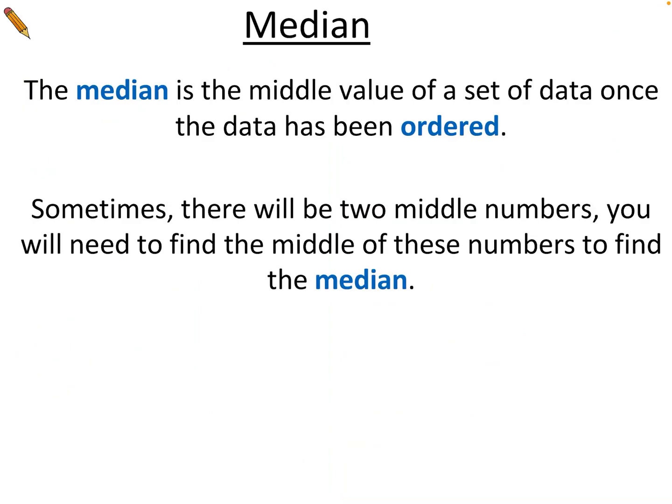So, we've done mode, now let's look at median, and similar to how this is written with the actual word itself, we're looking for what's in the middle value of the set of data once it has been ordered, and by ordered we mean written from smallest to largest. Okay, so sometimes there could be 2 middle numbers, and then we need to find the middle of those numbers, and we'll explain how we do that later on.